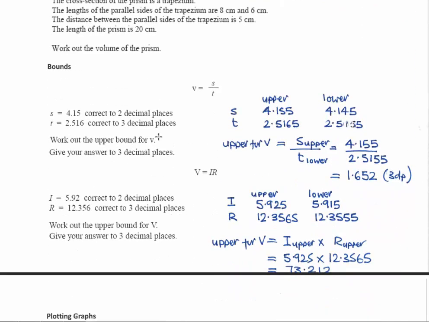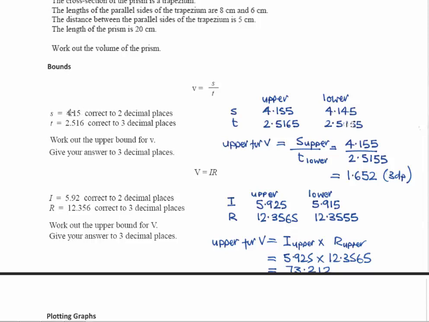Here we've got some questions on bounds. Now we've got that V is S divided by T. And it says that S is 4.15 correct to 2 decimal places. T is 2.516 correct to 3 decimal places. Work out the upper bound for V. Now what we don't do is use these numbers to work out V and then try and work out an upper and lower bound for it. What we do is we look at each of these numbers individually and look at their upper and lower bounds.